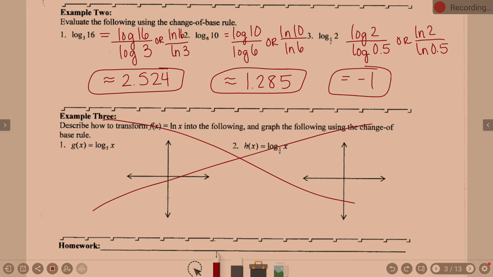Your homework is on page 289, 1 through 28.